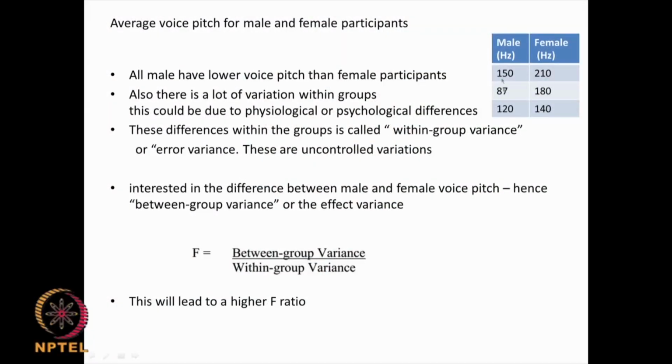As you can see, the within group variance or error variance is going to be large, because you see 87 and 150, whereas here it is not much, but here it is huge. Here also it is huge, 140 and 210. So, the error variance or within group variance is going to be large, so unless we have sufficiently large difference between groups, our F ratios will not be sufficiently large.